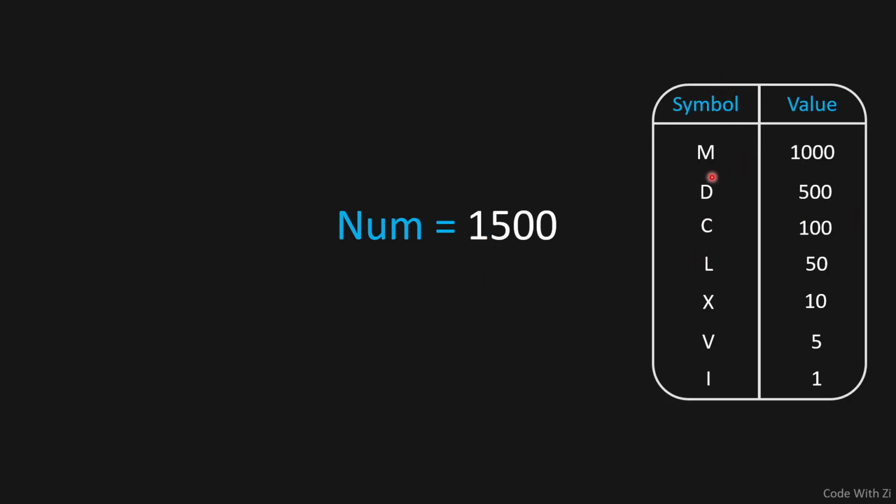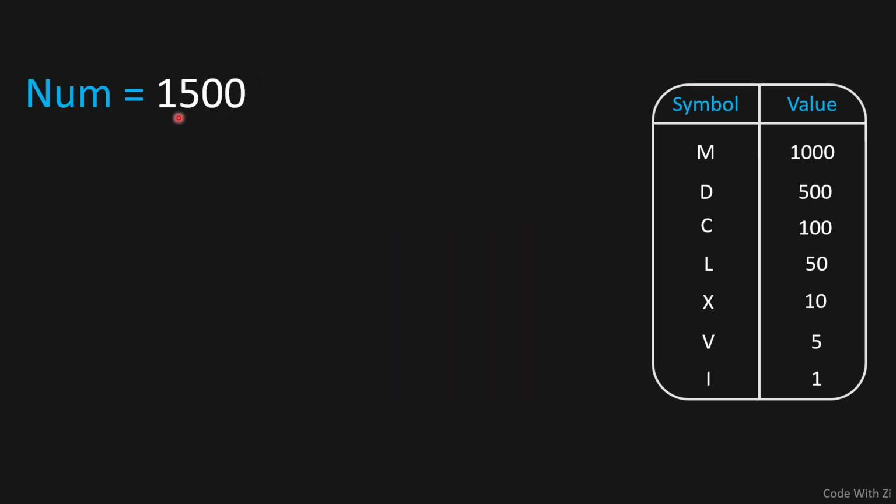As you can see, M is equal to 1,000, D is equal to 500. What I've actually done is that I've ordered them from the biggest number to the smallest, but in the question itself, it was ordered from the smallest to the biggest one. So let's move this here to get more space. And let's say we want to convert this number that we have here into Roman numerals. So how are we going to do that? It's actually pretty simple.